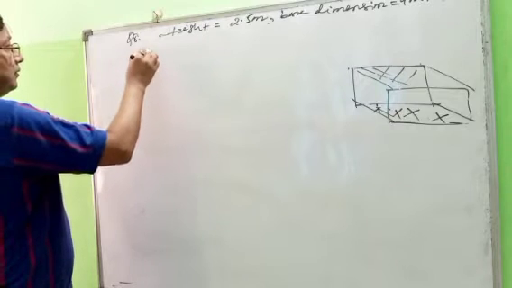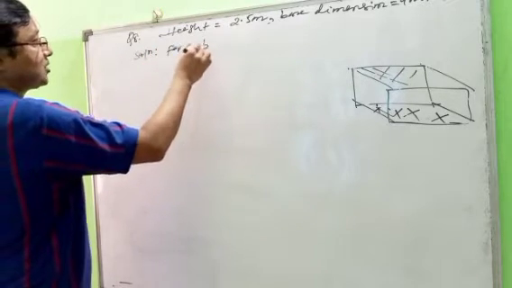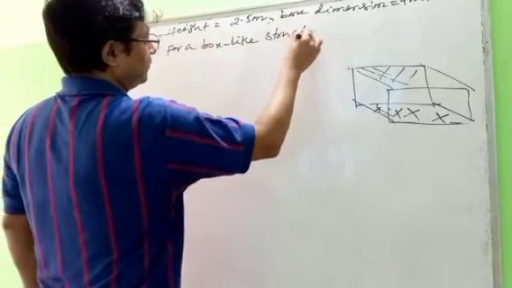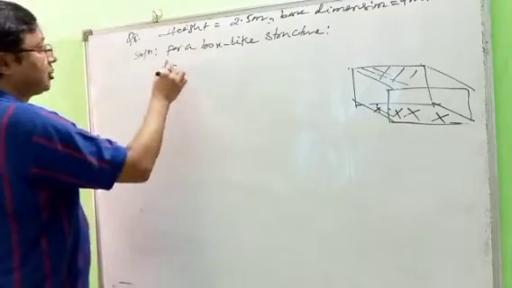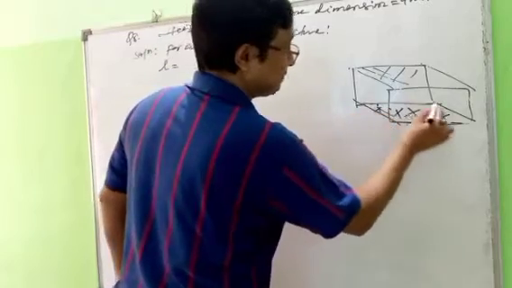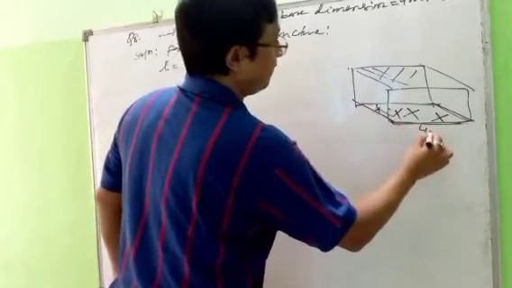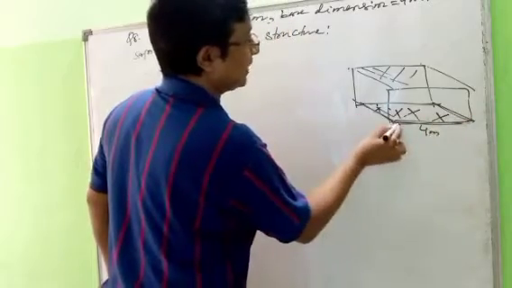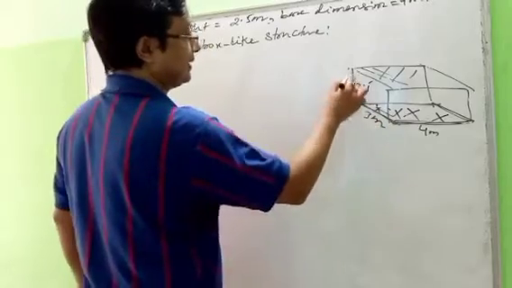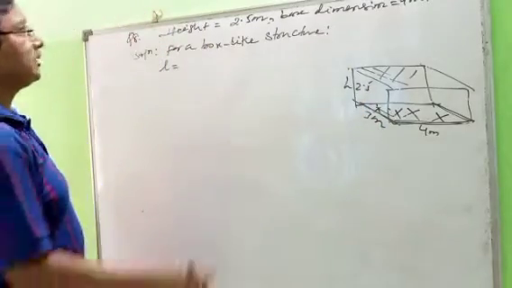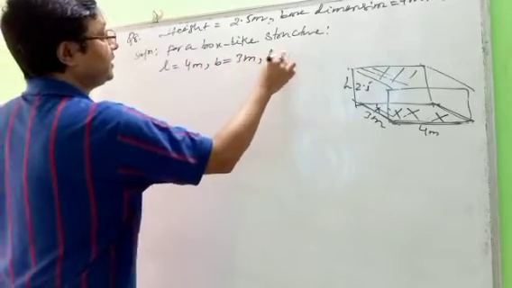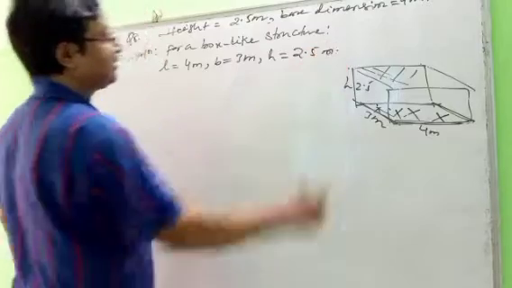Now, for a box-like structure, the base dimension is 4 by 3. This is the base. This is 4 meter, so this is length, and this is the breadth. So breadth will be 3 meter, and the height is 2.5. This is the height. So your length is 4 meter, breadth is 3 meter, and the height is 2.5 meter.